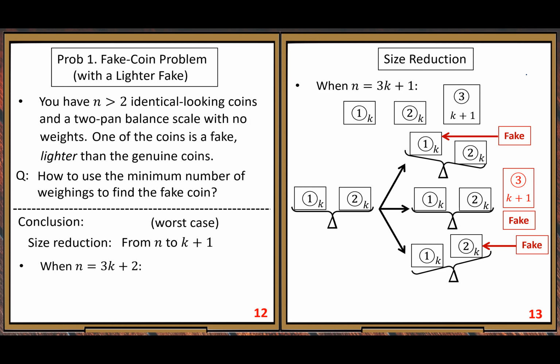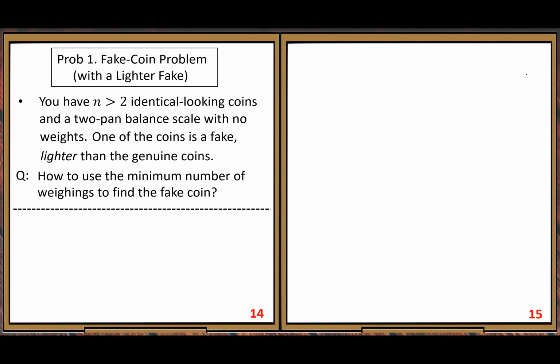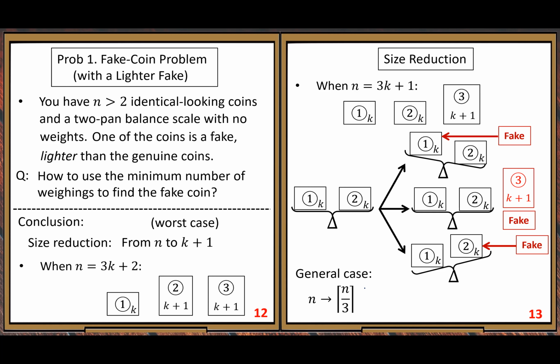The last case, remainder 2, n equals 3k plus 2. This time, 3 groups in this way. Let's run. For the general case, here we write the general size reduction. This is the general size reduction.